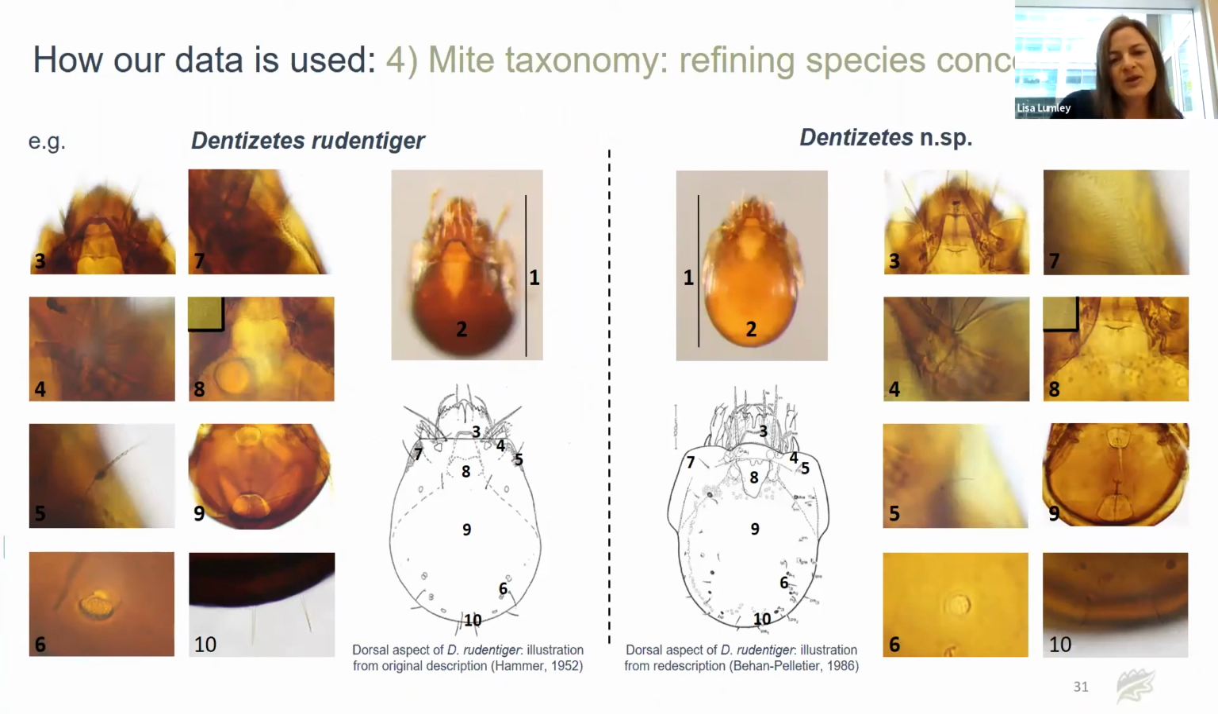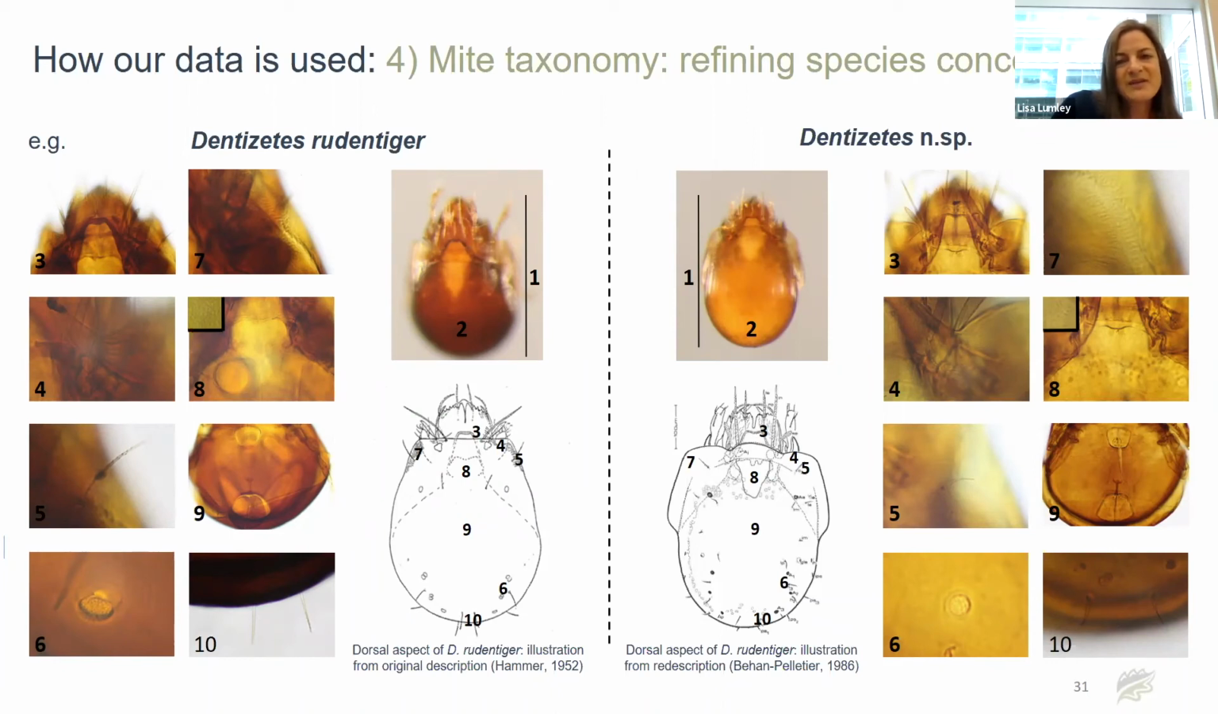So the question then becomes, okay, are they different species? And we've found over 10 characters that differentiate them, including their color and their size. But then the question becomes, which one is the real Adenozides rudentiger and which one is a new species? So going back into the literature, we found Adenozides rudentiger was originally collected by Marie Hammer back in 1948 at the Jasper railway station. She only collected a single female, and she described it as being dark brown and quite large, over 500 micrometers in length.